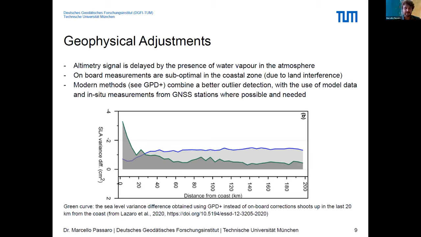So the consequence is that what you can see here is the measurement of an improvement of the sea level anomaly data. So it's the sea level anomaly variance difference versus the distance from the coast. And essentially, one of these methods, called the GPD plus corrections, when applied, shows that the sea level variance difference using this method compared to the radiometer one shoots up in the last 20 to 30 kilometers from the coast. And this is because that's where the improvement of this method, in fact, is coming from. So we can increase notably the precision of our sea level measurements in this last 30 kilometers.